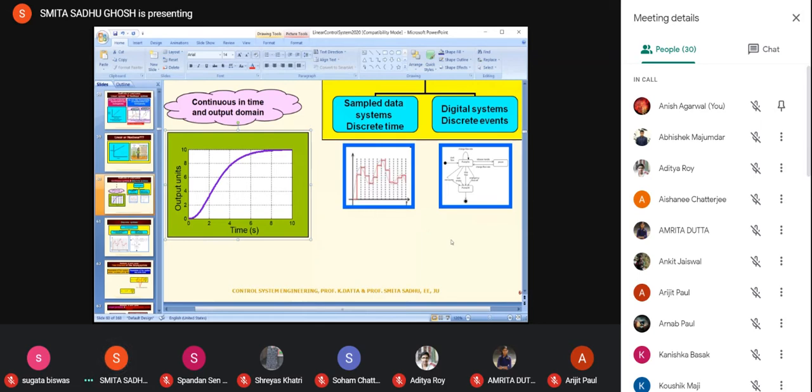So that would be classified under the category of sample data systems. So even if I put a continuous input over there, I will get the output only at those discrete instants, say t seconds, 2t seconds, 3t seconds, and so on, where t is the sampling time.